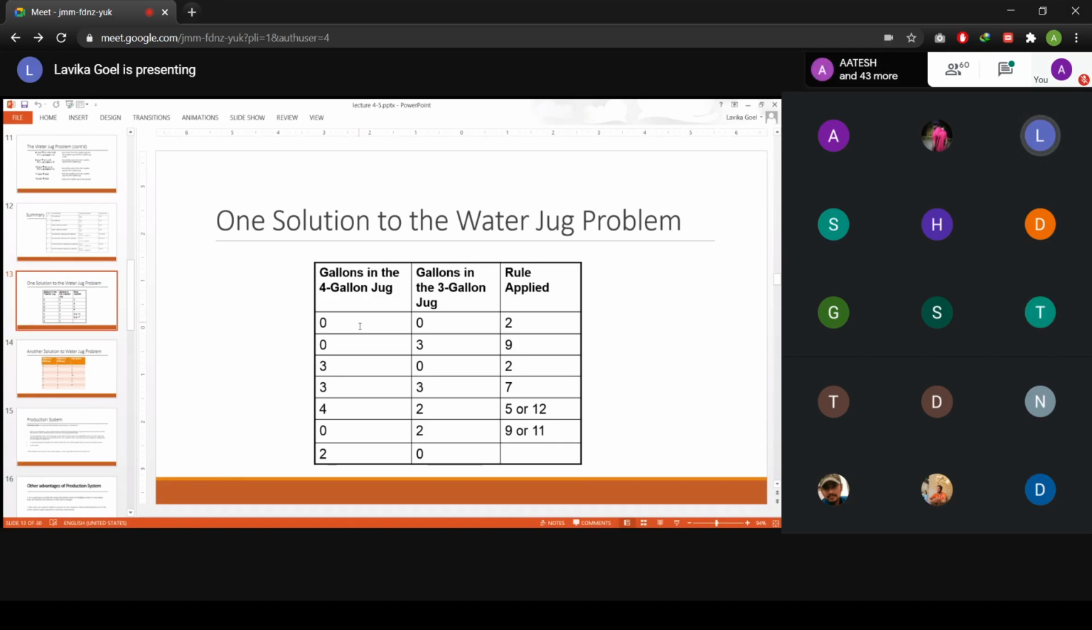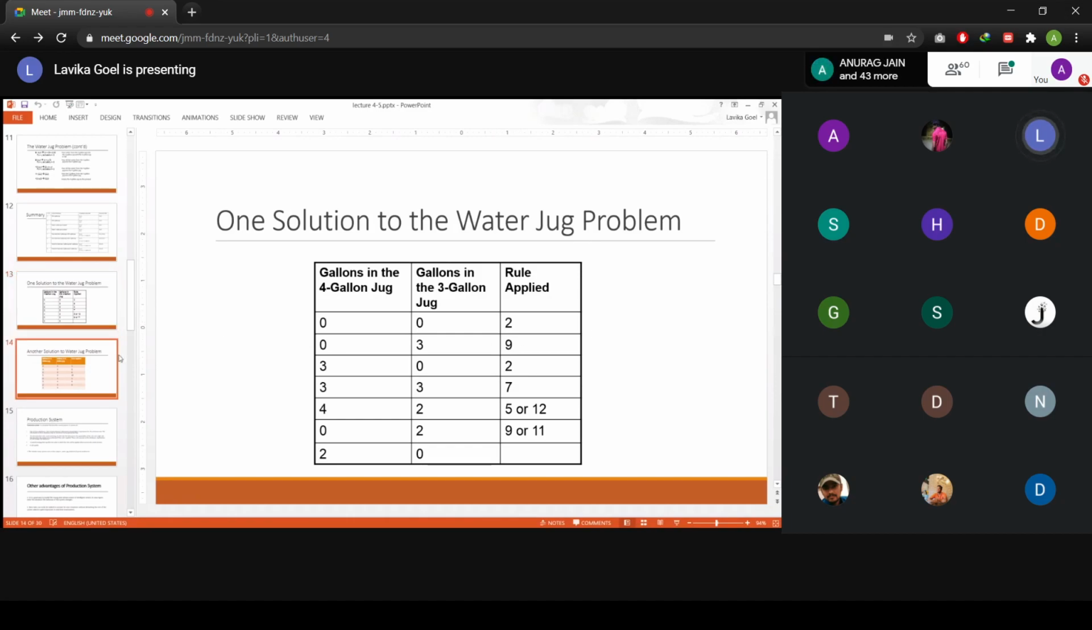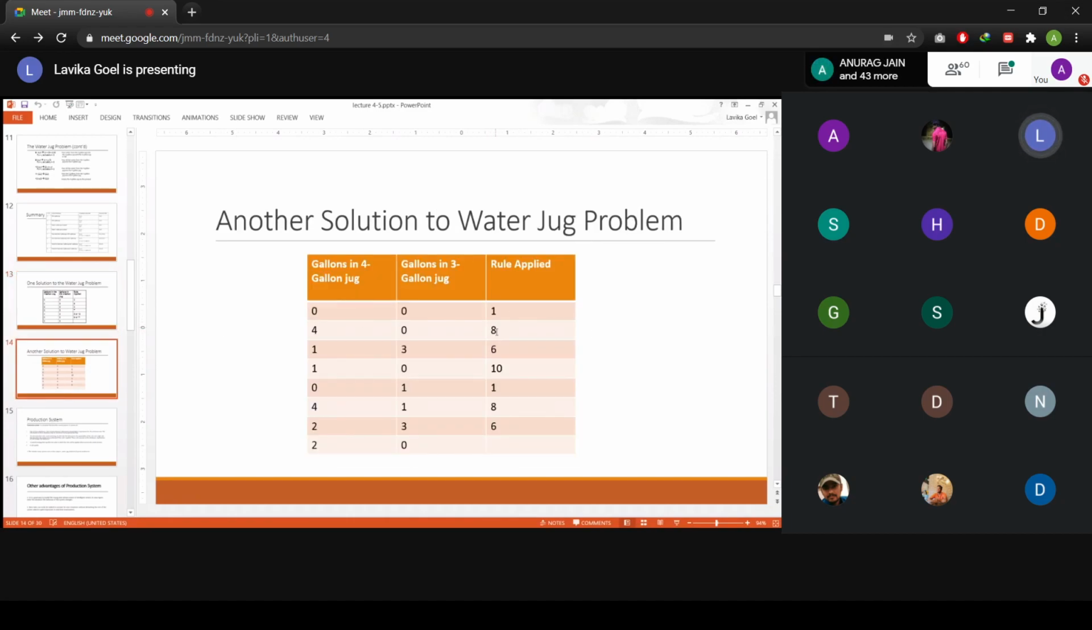So when you are at 0, 0, your precondition is matching both rule number 1 and rule number 2. So you have a choice of applying any of the rules. Which rule you apply, and then the later rules also, the order of all those rules is called a control strategy. In one case, your control strategy is rule number 2, then 9, then 2, then 7, then 5, and then 9. In the other case, the control strategy is rule number 1, 8, 6, 10, 1, 8, 6. So like this, the control strategy changes.